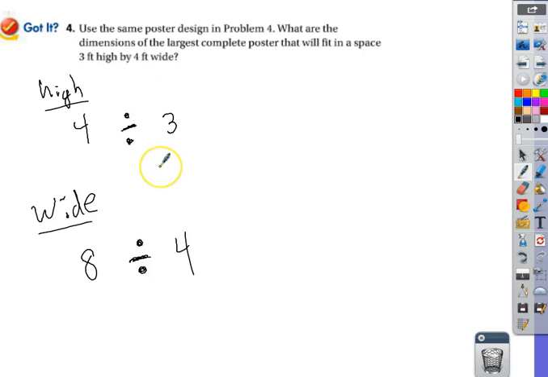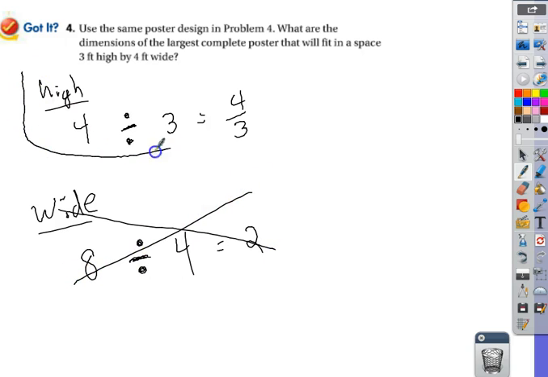All right, so hopefully you went and did a comparison. You did 4 divided by 3, which the only way I know to write that is 4/3, and 8 divided by 4, which is 2. Which one of these numbers is bigger? 2 or 4/3? 2's bigger, so that's going to be excluded. This will be our limiting factor since it's smaller.